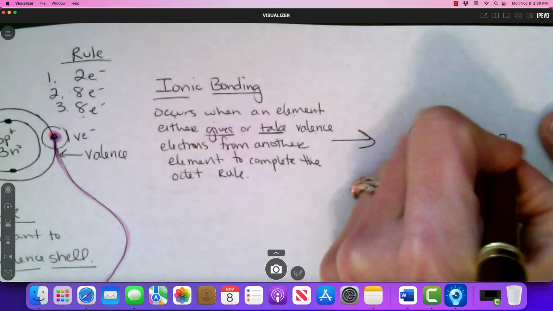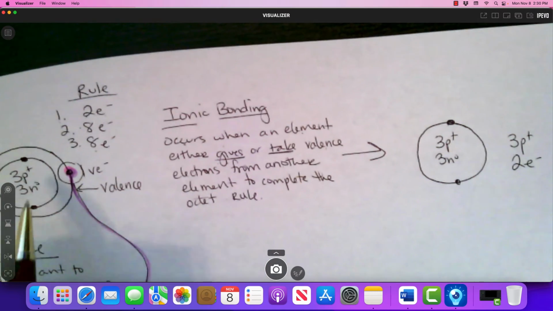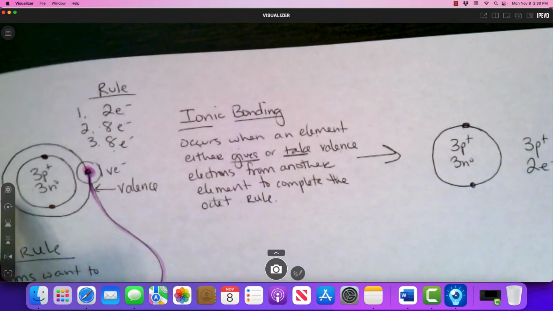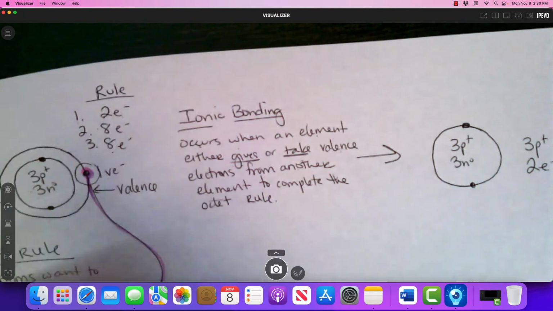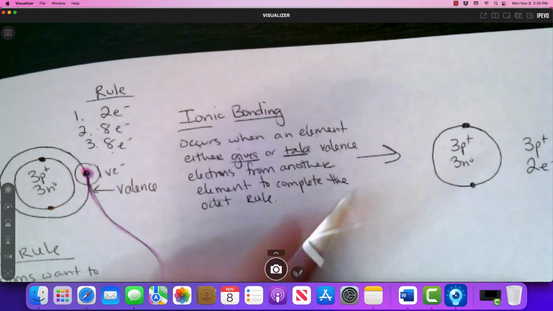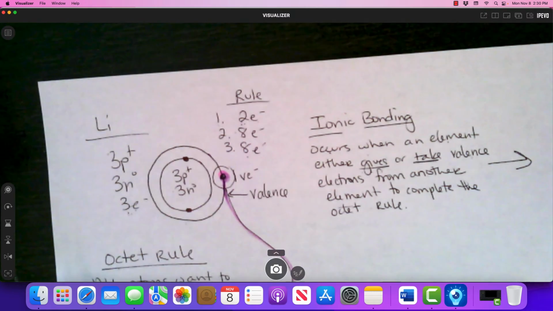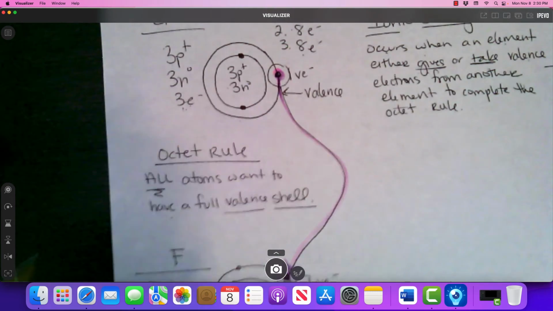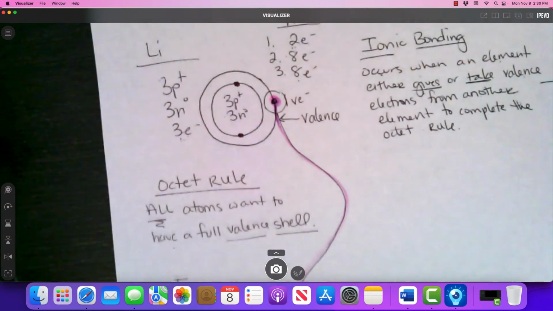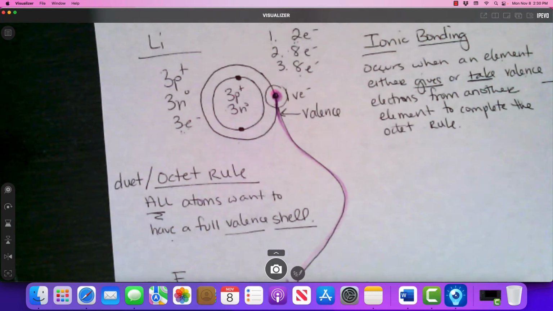So it has 3 protons and only 2 electrons. So that entire energy level or shell goes away because it gave away the electron. It now has 1, 2 electrons in its outermost ring, its new outermost ring. And that completes the octet rule because you can have only 2 electrons in that ring. So it's perfect. So I know the word octet means 8, but in this situation, you could also think of it as a duet rule. So I'll say duet meaning 2 or octet rule meaning 8.